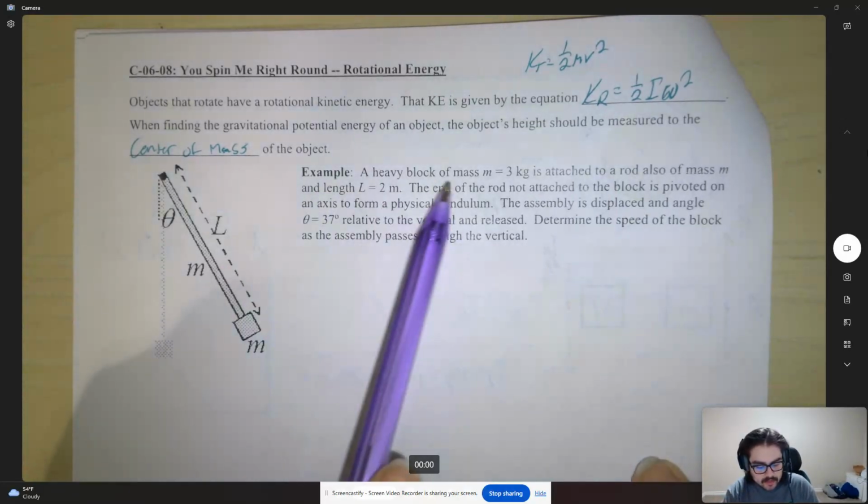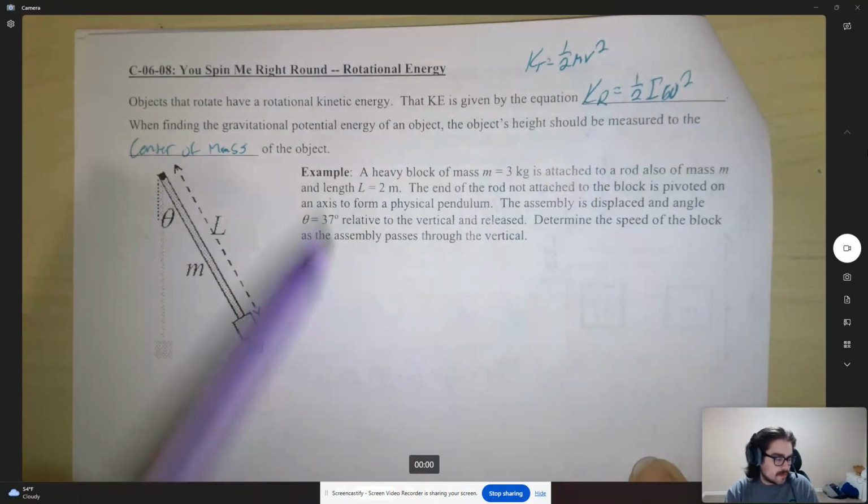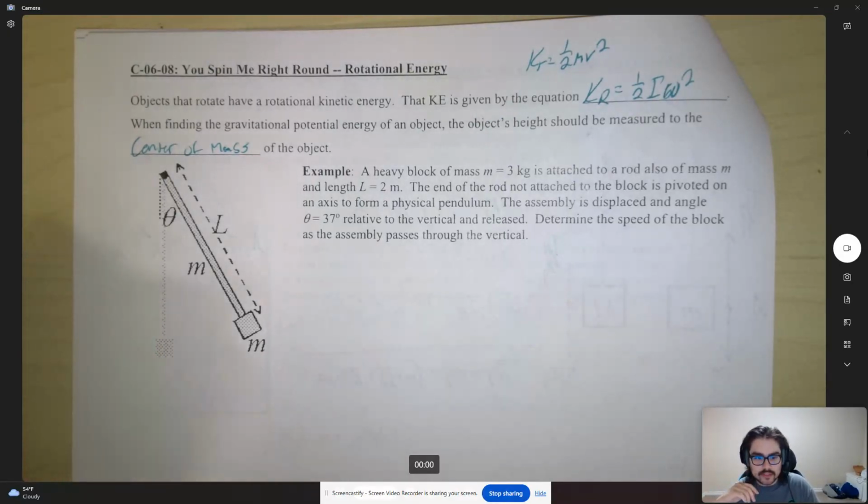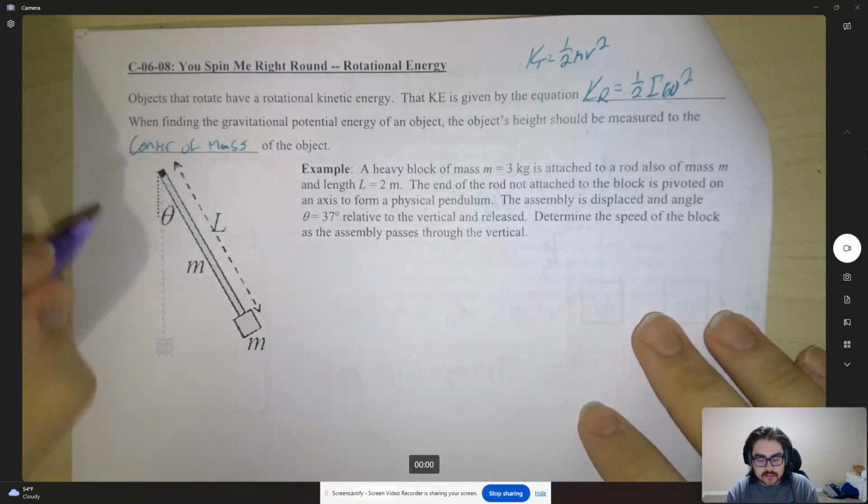So really quickly, this is called a physical pendulum. A physical pendulum is like a rigid body that oscillates, that swings like a pendulum. Maybe something like a wooden spoon, that's one of the best examples I can think of. If you held it about some axis and let it go, it would oscillate like a pendulum. That's called a physical pendulum.